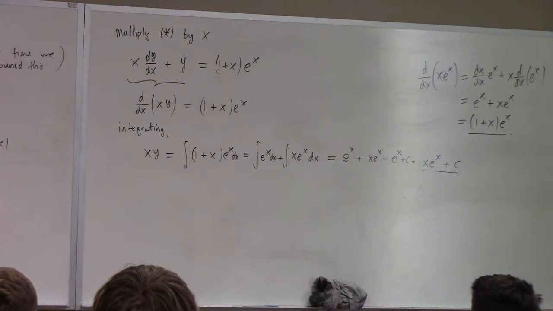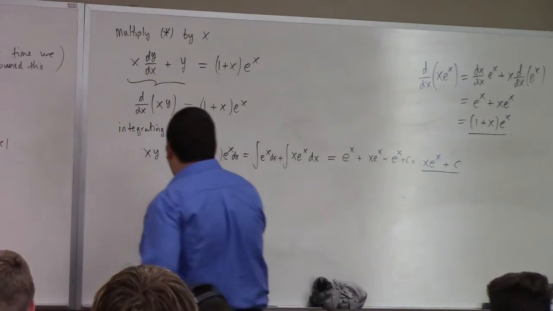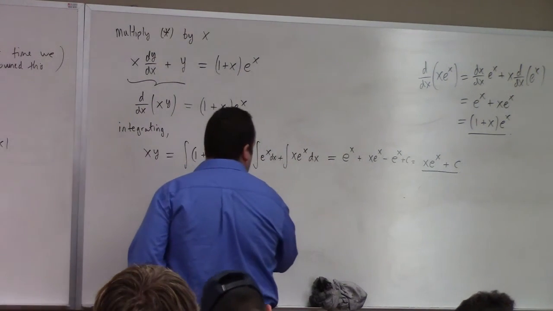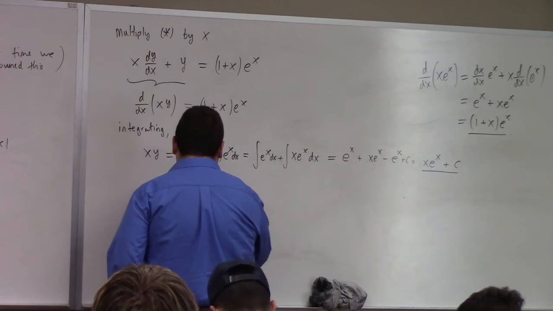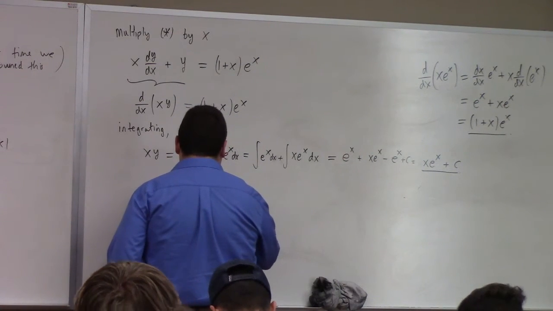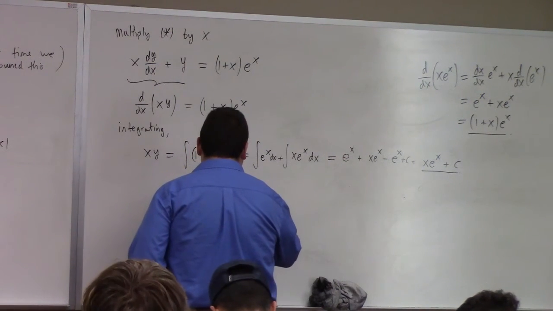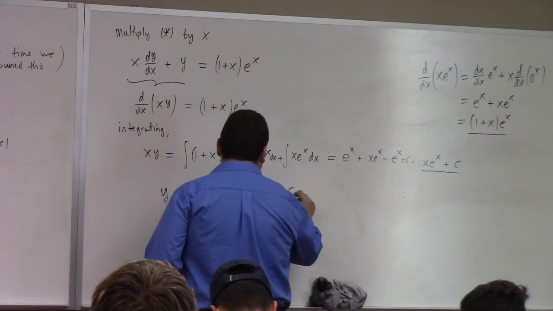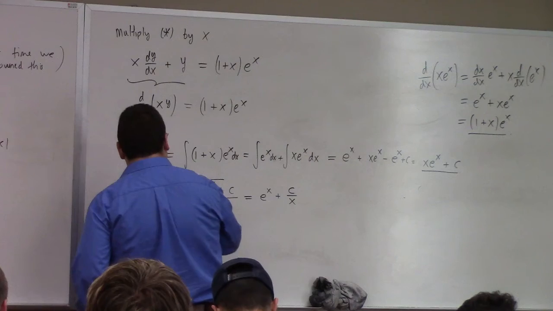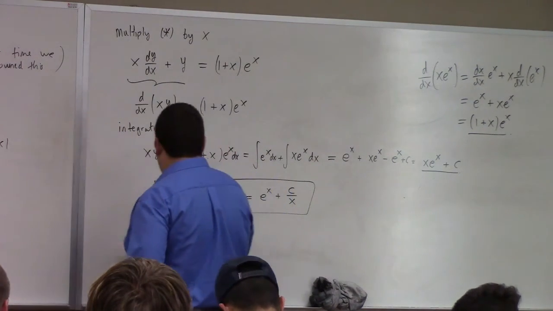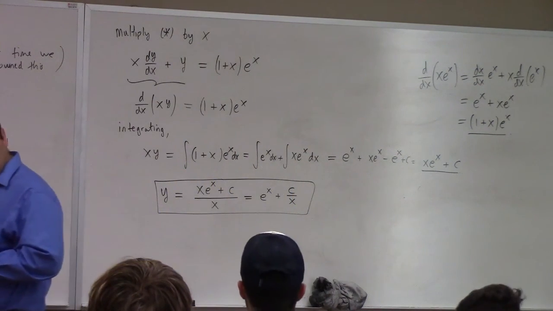All right, we're trying to solve this differential equation, so let's solve for y. y is equal to x e to the x plus a constant, all divided by x, which of course you could rewrite as e to the x plus c over x if you like. So there you go. That's the general solution to this thing for positive x.